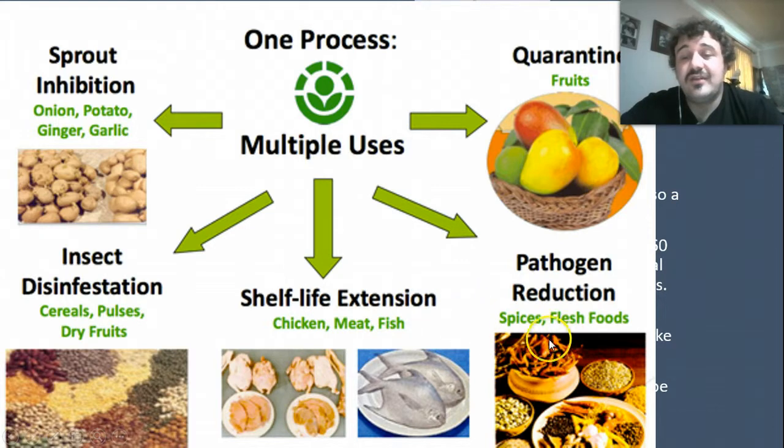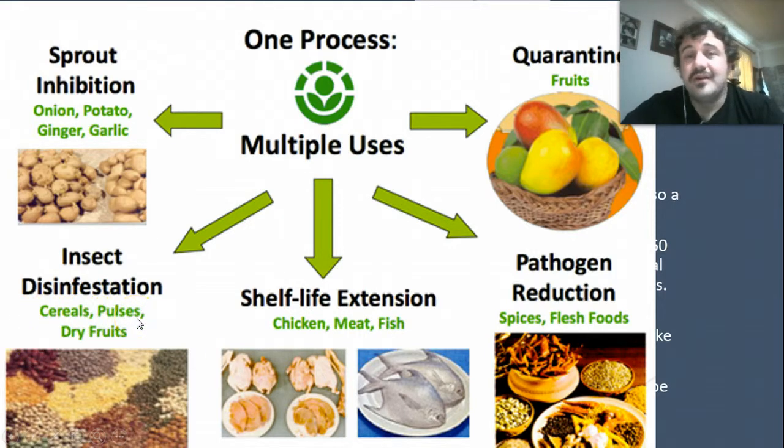Shelf life extension. If you have a look here, there's a lot of things which are coming in from overseas. We can make chicken, meat, and fish last longer. That's really important in making food more affordable and available to other people, or just to those who wouldn't normally have access to fresh, healthy foods.